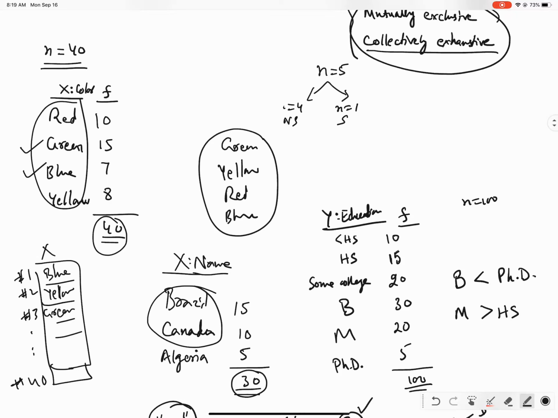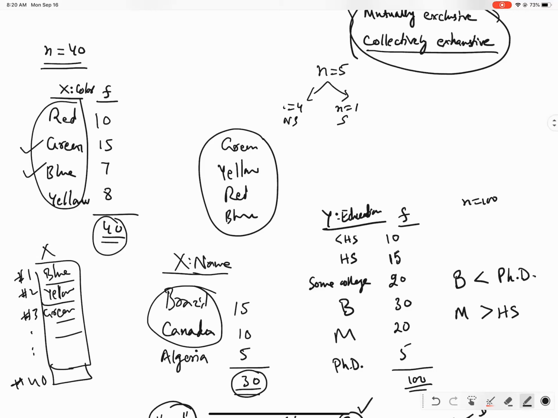So if I pick any two values in this column, I cannot arrange those values in a meaningful order. I cannot say that one is bigger than the other color, or is better than the other color, or it has more color than the other, or anything like that. That does not make any sense for a nominal variable. The values of a nominal variable cannot be arranged in a particular ascending or descending order.